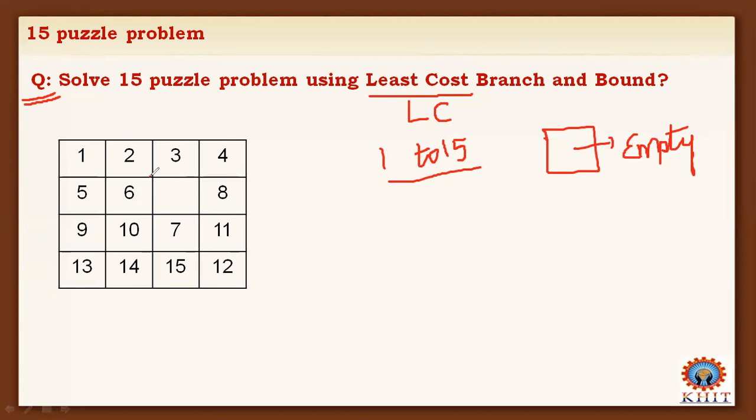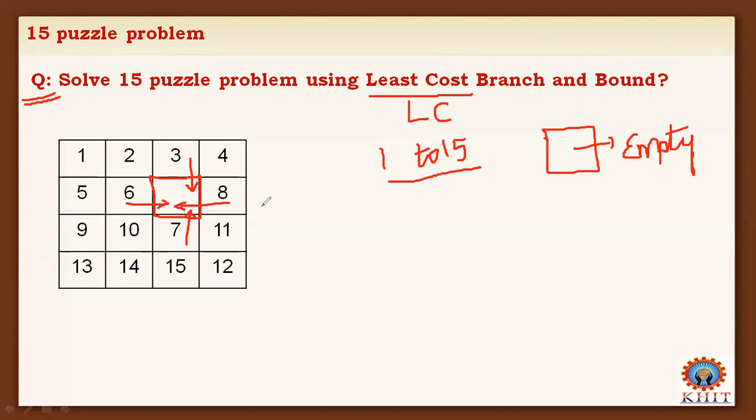Now assume that this is an empty tile. So one empty tile is available here, and by using this empty tile, we have a possibility of moving. Suppose I can move 3 from here to here, and I can move 6 from left to right. I have the possibility of moving from 8 to here. Otherwise, I have a possibility of moving from 7 to here.